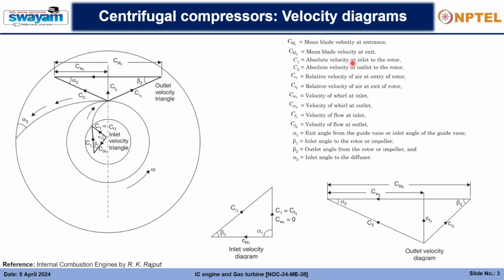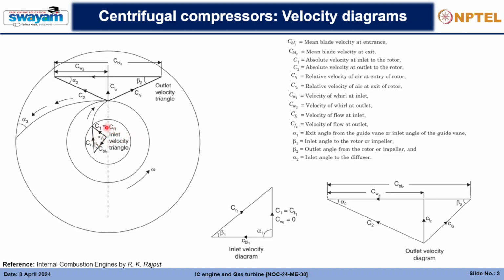So C1 is the absolute velocity at the inlet to the rotor, and it is equal to the flow velocity. The flow velocity means it is in the direction of the flow, and there is one more velocity, the whirl velocity, which is perpendicular to the direction of the flow. So the flow velocity and the whirl velocity will always be perpendicular. You will note that.